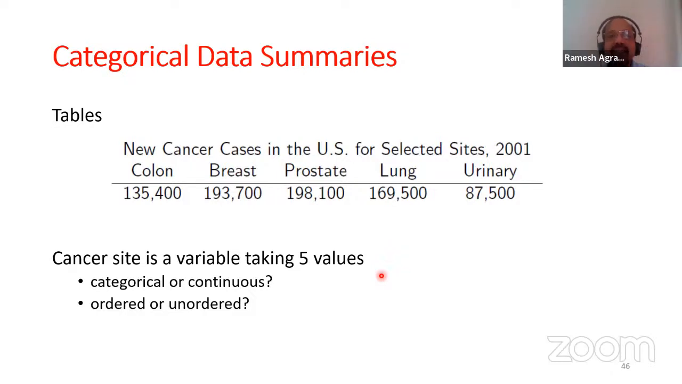Why? Because I cannot say colon is less than breast. I cannot say colon is less than urinary. I cannot say colon is less than prostate. In terms of number we can define, but I'm talking about type of disease. Colon and breast cancer, I cannot compare the two. These are 2 different diseases. So we cannot order them.